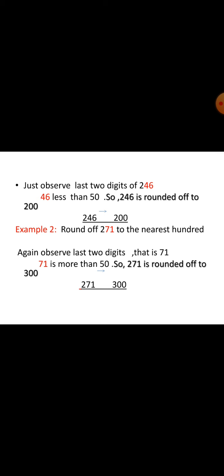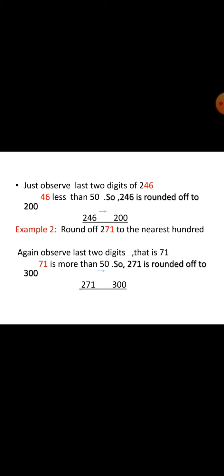Now, think, 71 is more than 50. So, what will happen? You think on the other lines also. So, 271 will be rounded off to the next higher 100. आगे वाला 100. 200 के बाद वाला 100 कौन सा होगा? That would be 300. So I have underlined. Now 271 will be rounded off to 300.